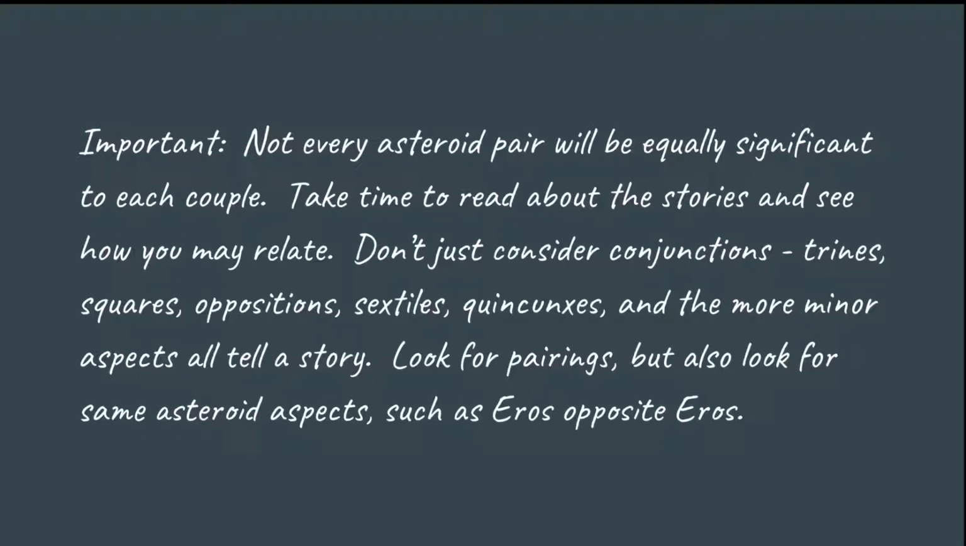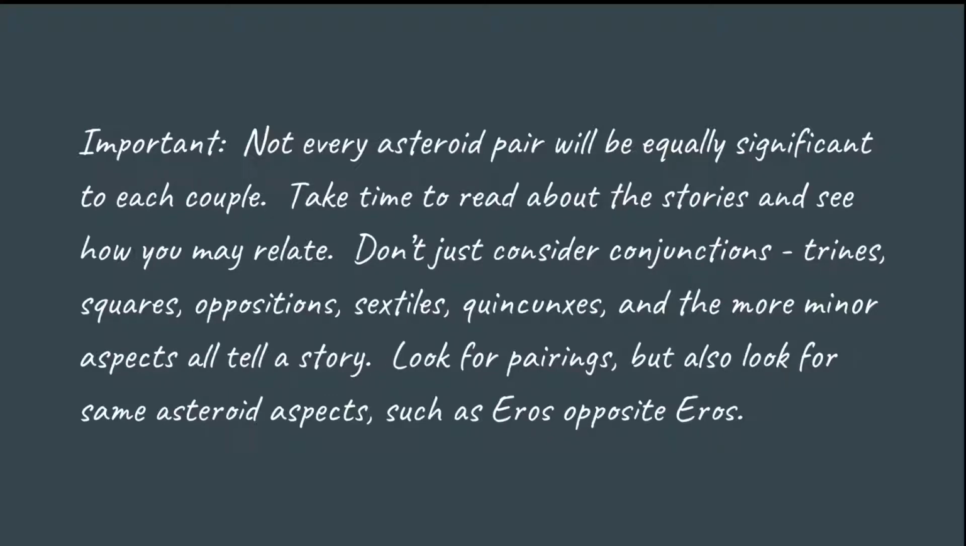Also, you don't want to limit yourself to only looking for conjunctions. Be sure to consider trines, oppositions, squares, sextiles, as well as all the minor aspects like noviles. These are all really significant, and they contribute to the larger picture. Asteroids are great for giving more insight, more depth and detail to what we're looking at in the charts. Just keep in mind that the more minor the aspect is, the tighter you're going to want to keep the orb for that aspect.